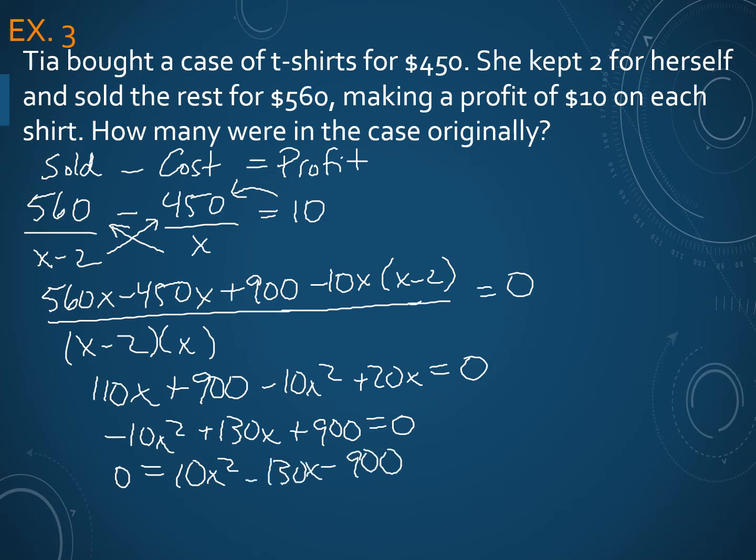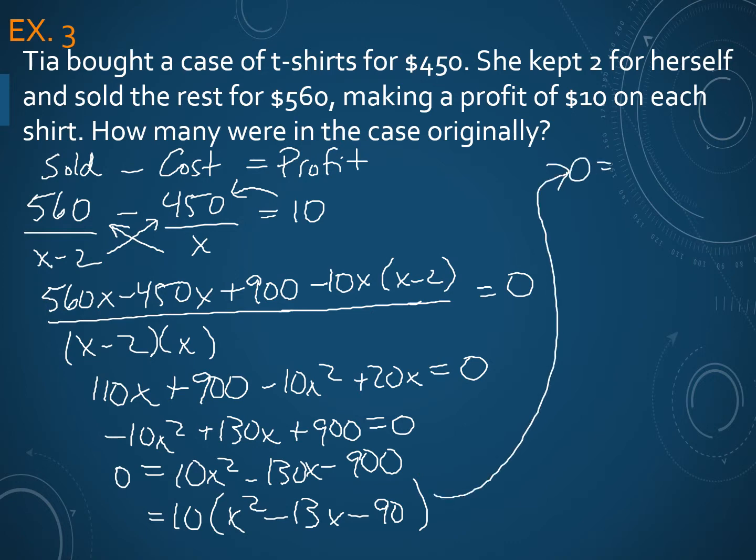And we have that. Common factor out a 10, just to make things a little bit smaller. So you'd be looking for two numbers that multiply to negative 90 and add to negative 13. So 0 equals, those two numbers are negative 18 and 5. So x minus 18, and x plus 5, which means your solutions, x equals 18, x equals -5.